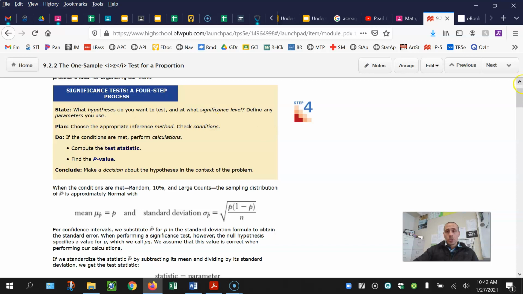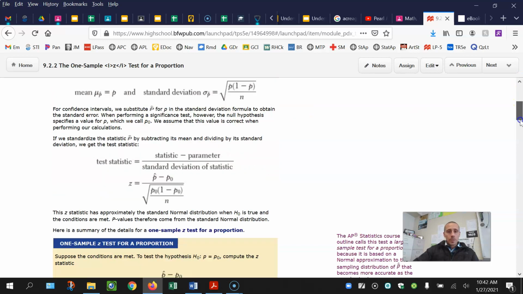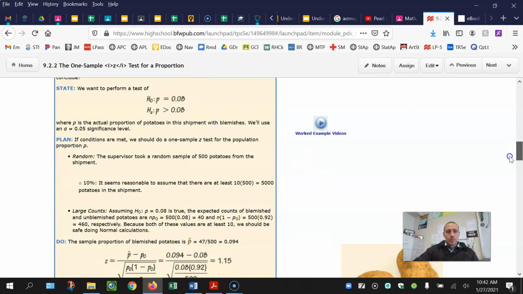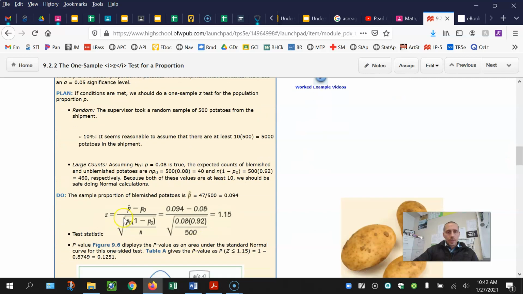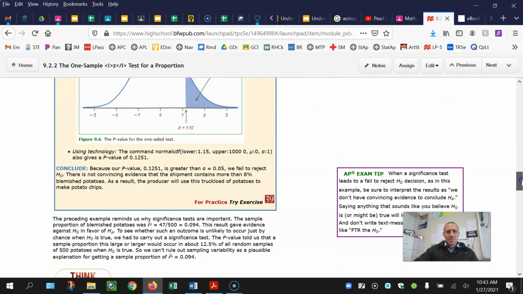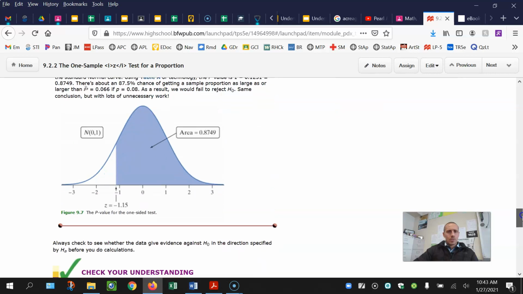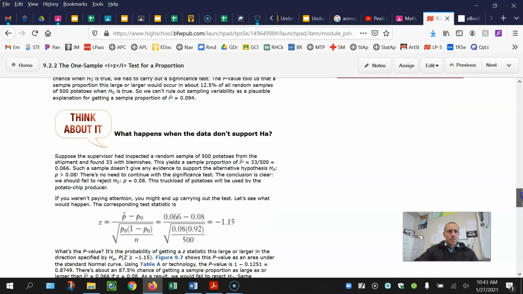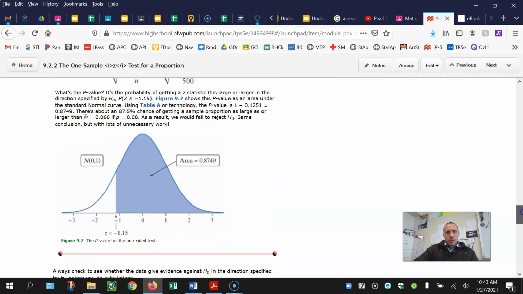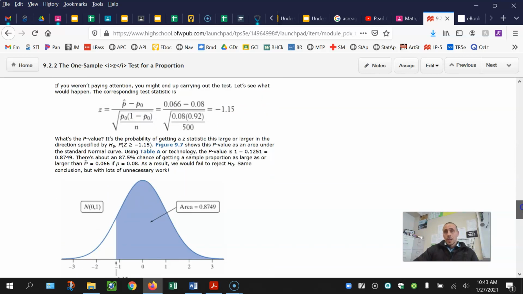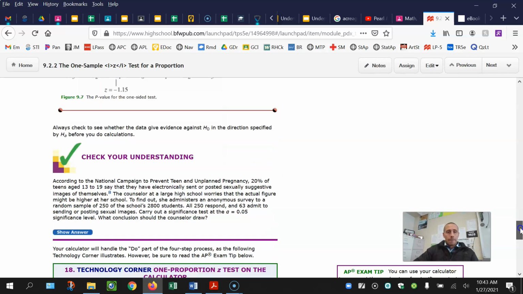Plan, that's where you're going to check your conditions. The do step is what I just went through. You're actually going to calculate your z-score using your statistic minus parameter over the standard deviation of the statistic. And then you're going to use your calculator to get your p-value. That's a potato question. Okay. All right. What happens when the data doesn't support the alternative? Then you're going to fail to reject the null, whether the p-value is like 8% or 80%.